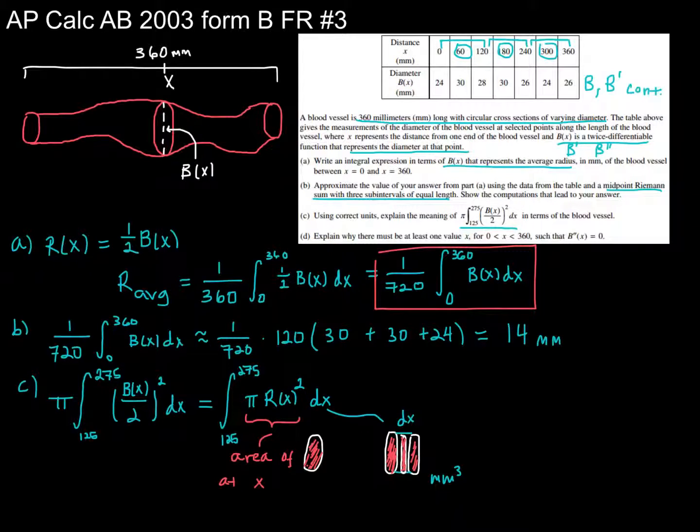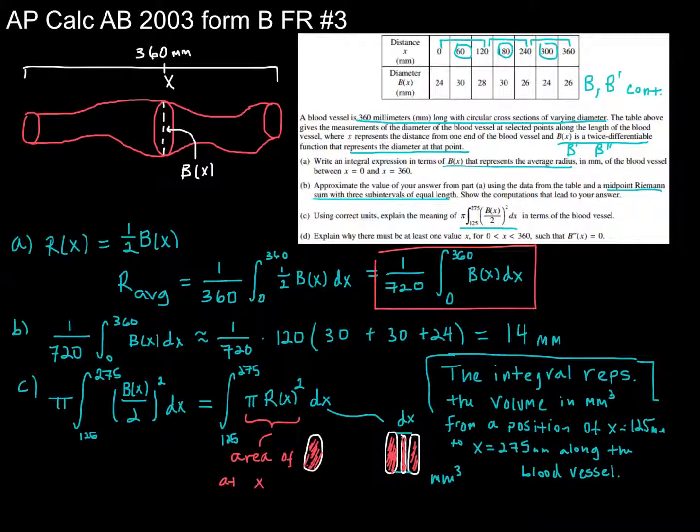So the meaning of this definite integral, if I add up these volumes from 125 to 275, I'm going to get the volume of my blood vessel from x equals 125 to x equals 275. And so writing out my answer, I would say this integral represents the volume in millimeters cubed from a position of x equals 125 millimeters to x equals 275 millimeters along the blood vessel.